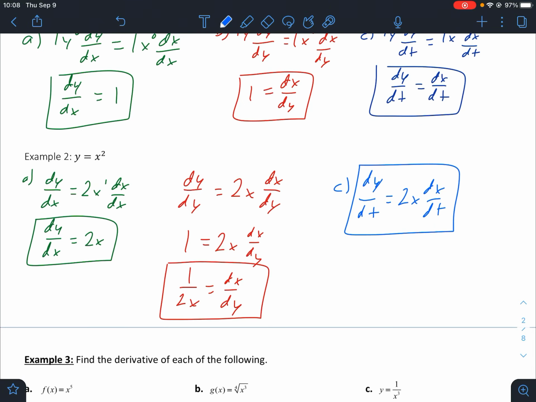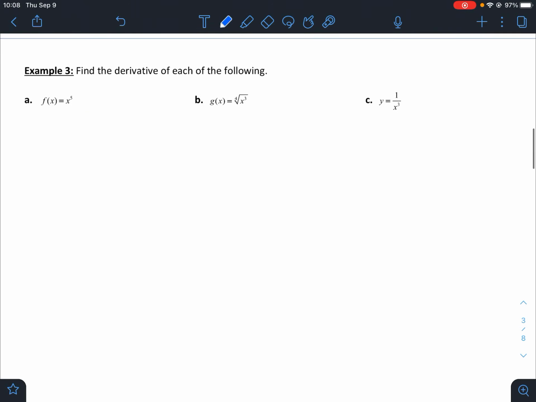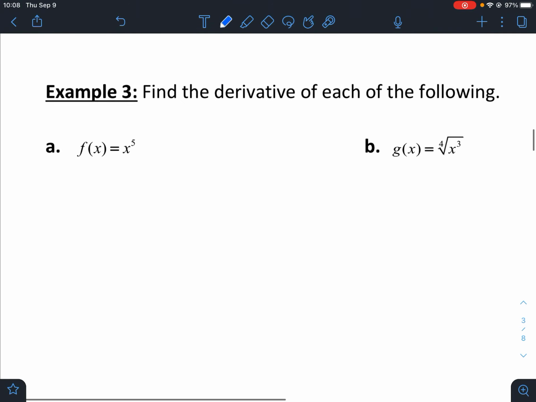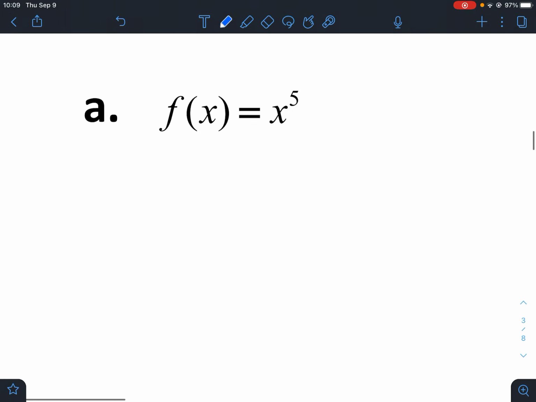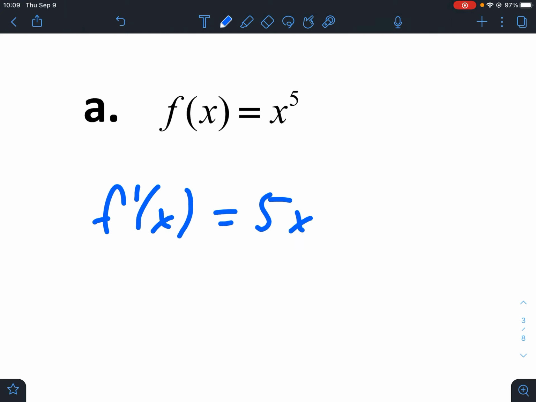So this is a quick note on how to do this with respect to different variables. Usually we are going to differentiate with respect to the independent variable, which is normally going to be x. Okay? So here, find the derivative of each of the following using our power rule. So the first one, we write this as f prime of x, and using our power rule is going to be 5x to the fourth dx/dx. But we don't need to write the dx/dx because it's 1. So 5x to the fourth.